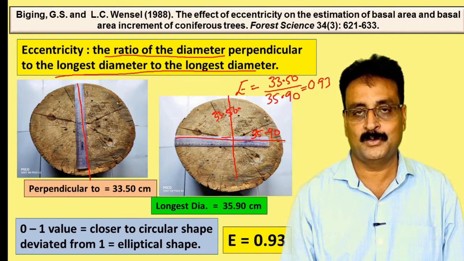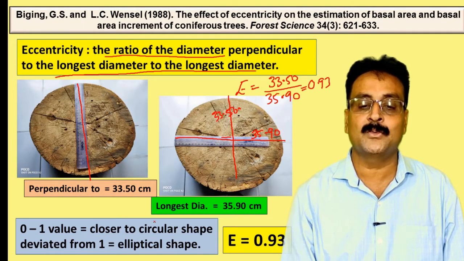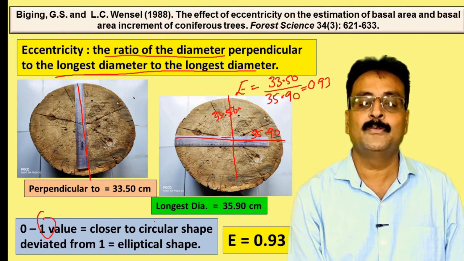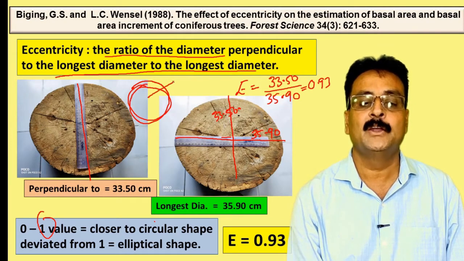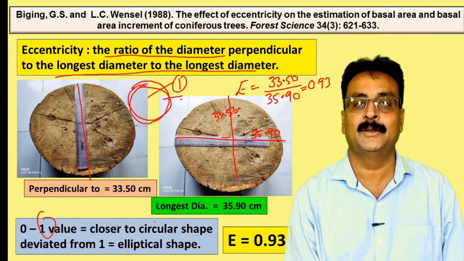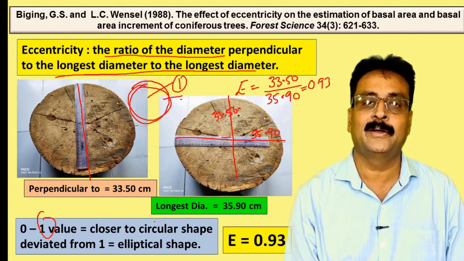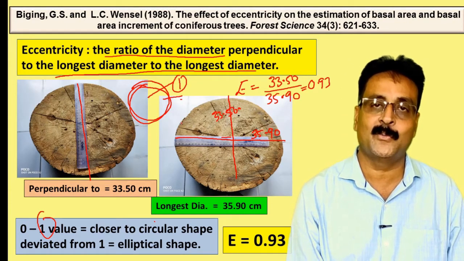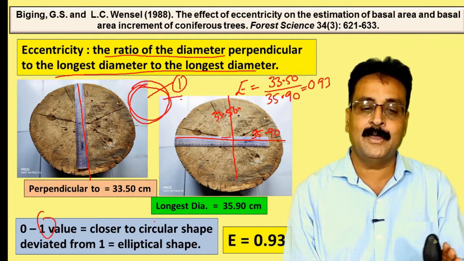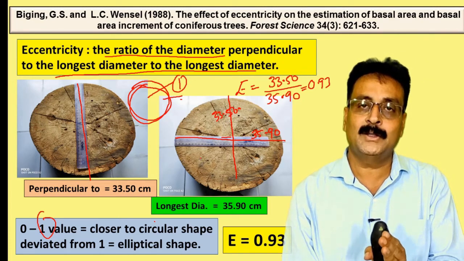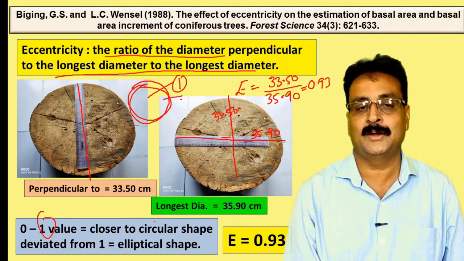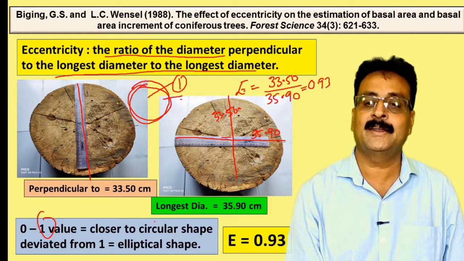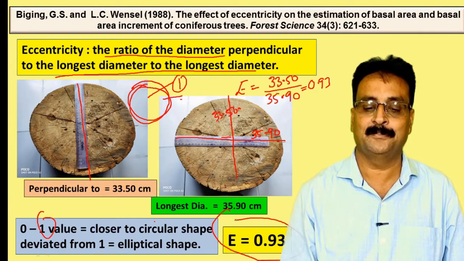Now what does 0.93 indicate? It has a value from 0 to 1. The closer to the circular shape, the closer to 1. When it is a true circular shape, it will be 1, but as it goes towards the ellipse, the value will decrease, like 0.99, 0.95, 0.91, 0.80, 0.60. So the more it deviates away from 1, the lower the value, the more it is an ellipse. So this is how to calculate the eccentricity. Here we are getting 0.93.